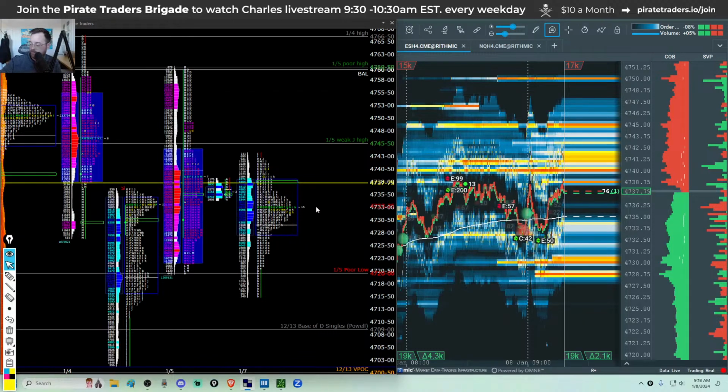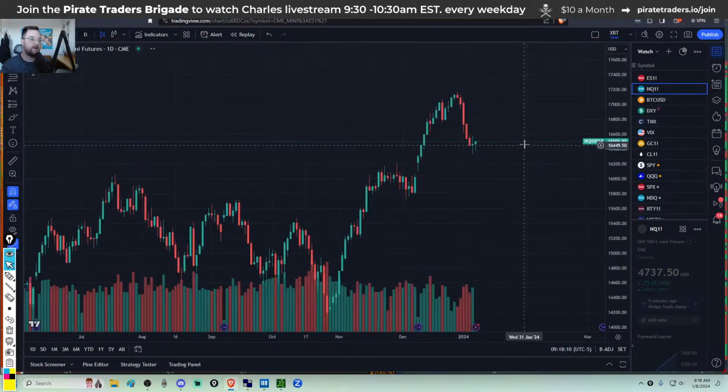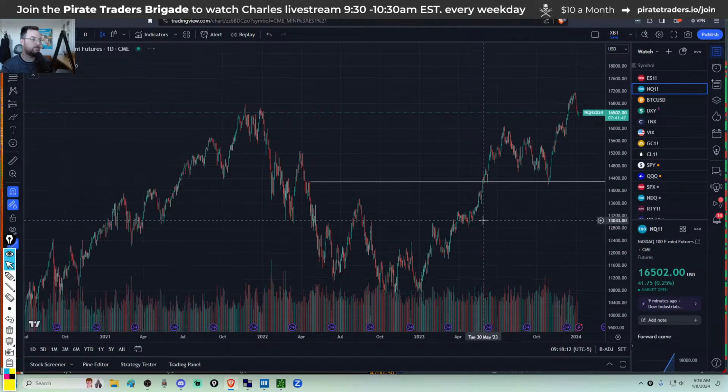Yeah, let's take a look at the NQ. Actually, let's just really quickly, we've got plenty of time. Let's do a top down on the Q as well for some perspective.